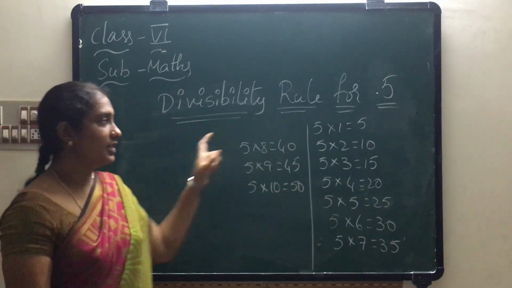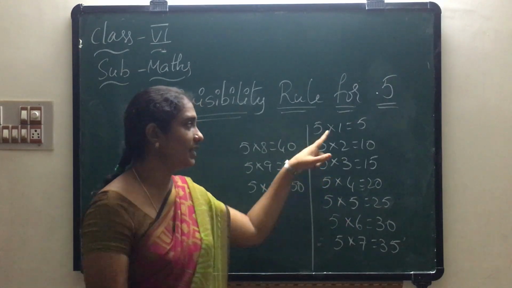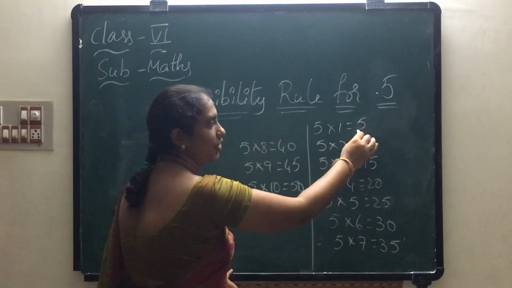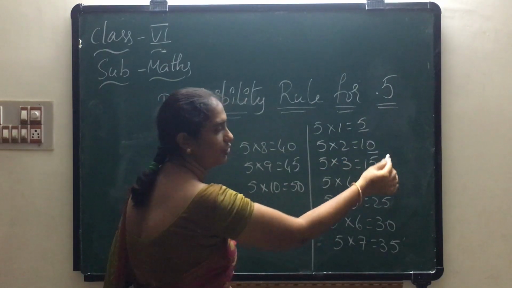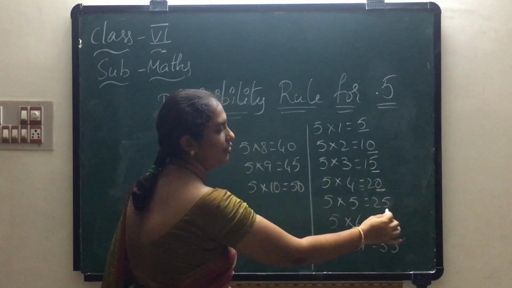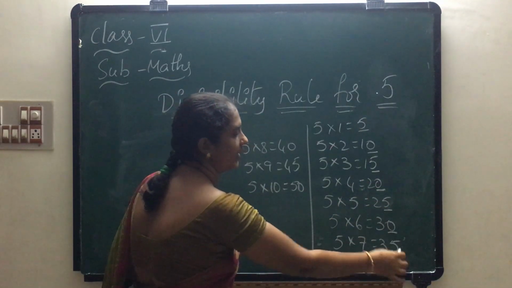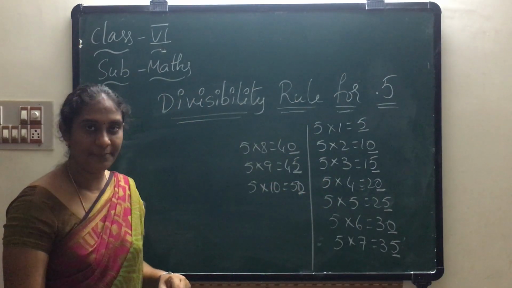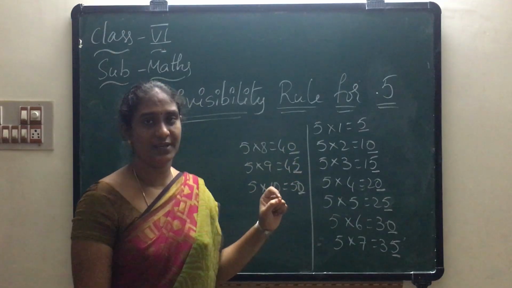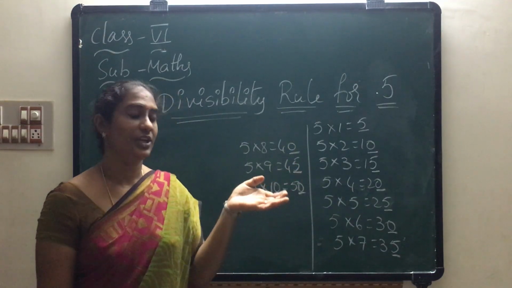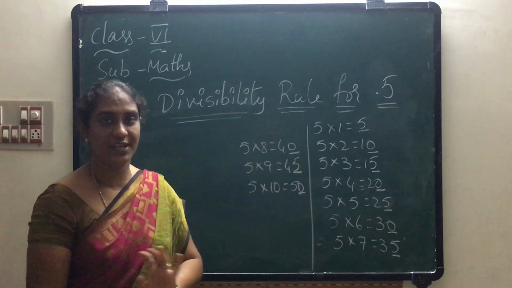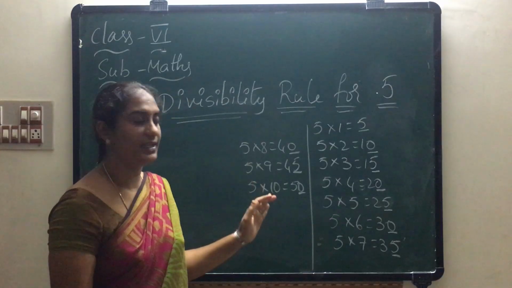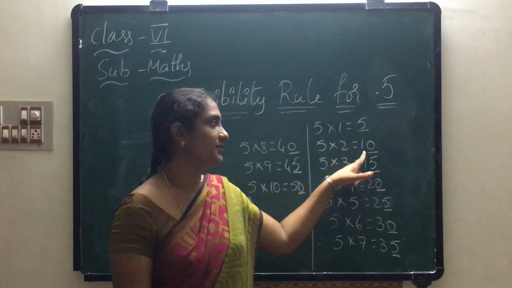See, in the 5 table, you check the ones place numbers. Ones place or units place. What are the numbers we got here? 5, 0, 5, 0, 5, 0. Do you check the numbers by seeing all of them? I wrote only up to 10. If you want, you can write up to 20 or 30 or any number. But in the units place we get only 5 or 0.